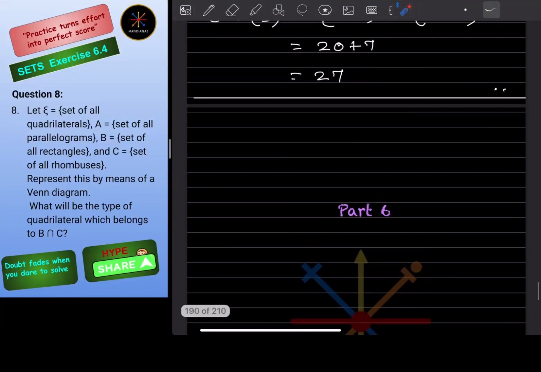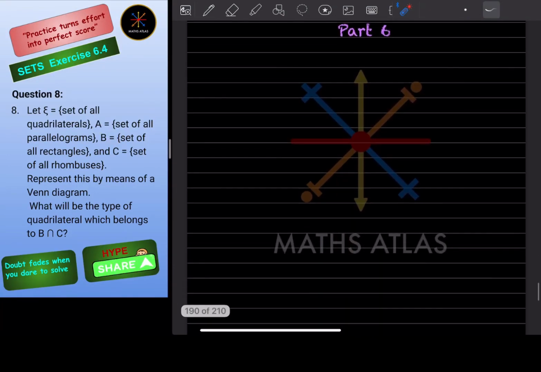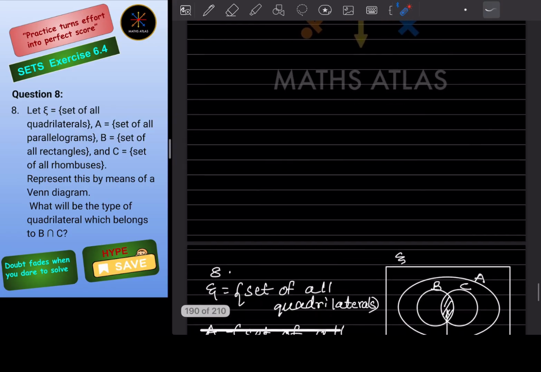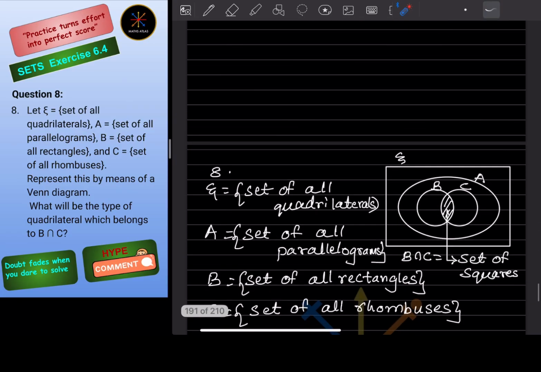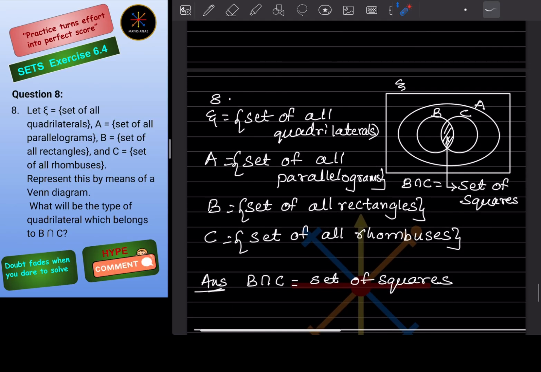So let us start with part 6, and that will be question number 8. Here it says: let the universal set be, this is called the universal set. You can have a look at the question on the left side. That is the set of all quadrilaterals.